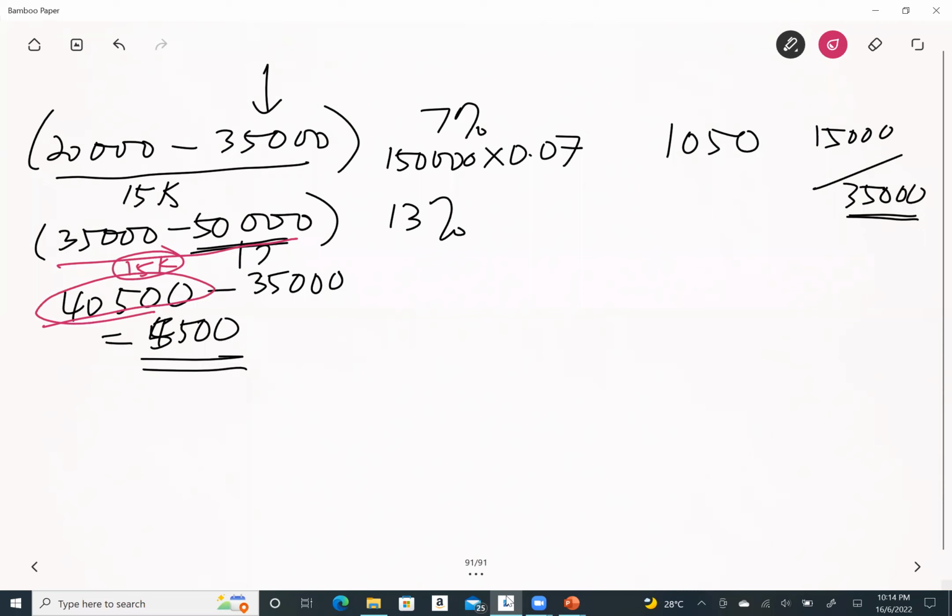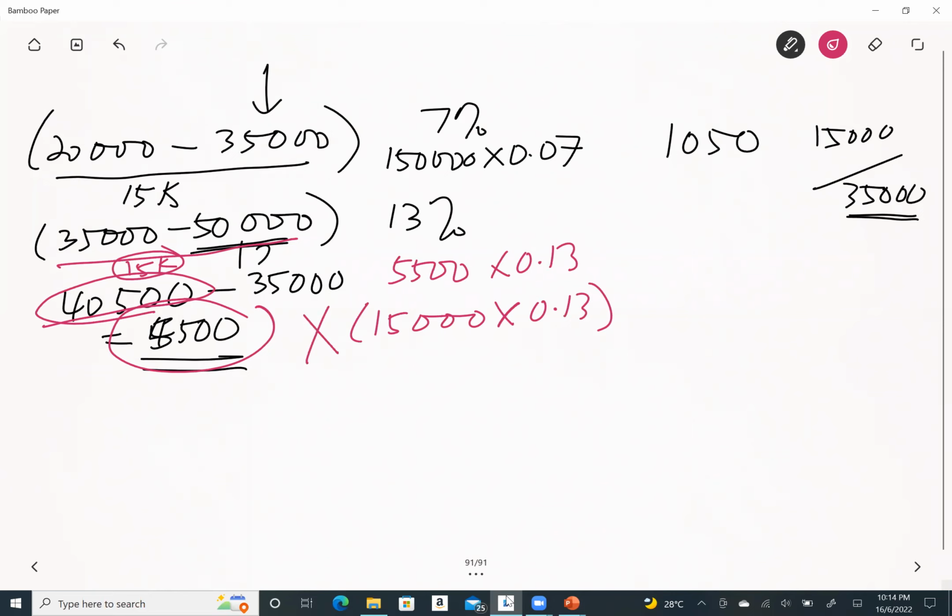So for that bracket, our amount of income is only 5,500. So here, 5,500 multiplied by 0.1. Now, the mistake is you multiply 15,000 by 0.13. That is wrong, okay? Because our income is only 40,500. If our income is 50,000, then 3,000. All right, so that is not right. It's only 5,500. So you do the calculation, multiply, how much do you get?